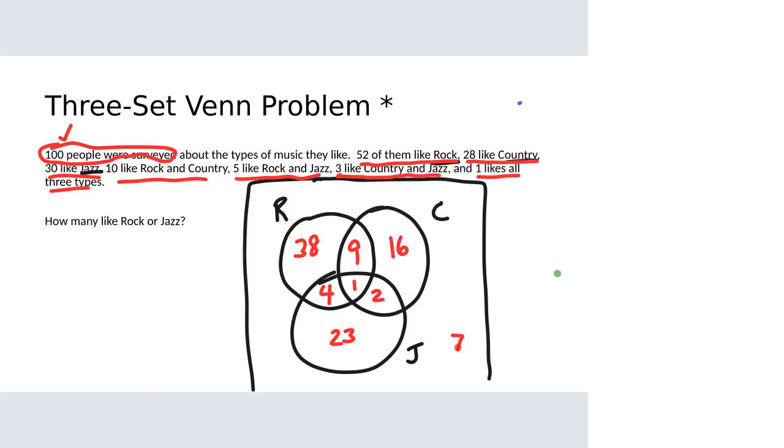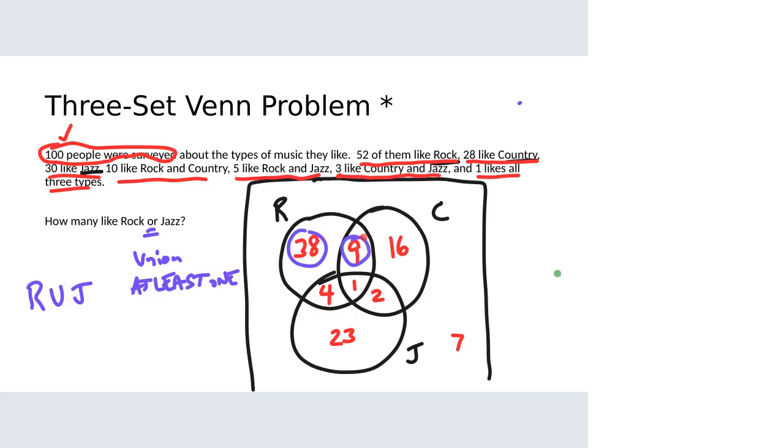We're going to use this same diagram to answer a few questions. The first of those questions is how many like rock or jazz, our poll question. And so or is the key word here. Remember, when we do union, we're looking for the elements that are in at least one of those 2 sets. If they're in the rock circle, we keep them. If they're in the jazz circle, we keep them. This is rock or jazz, the union of those 2 sets.